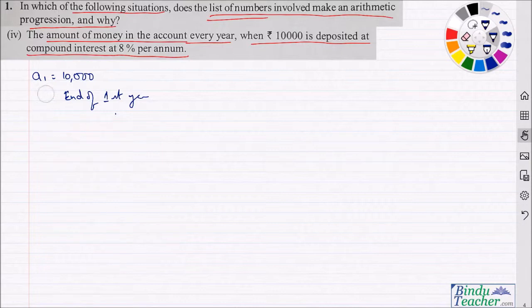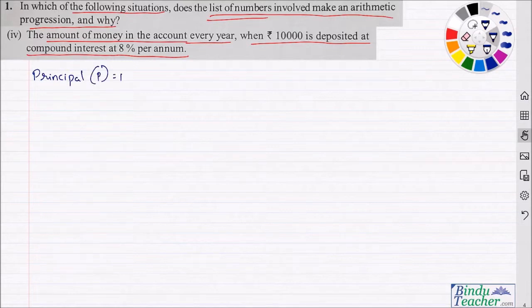So let me quickly erase this and we will see what we understand from the question. So we know that the 10,000 is deposited initially. This 10,000 rupees is called the principal, also denoted by capital P. So the principal is 10,000. So an amount of 10,000 is deposited in the account at the beginning of the year. Now, at the end of the first year, the amount has grown. How much has it grown? It has grown at a rate of 8% per annum of compound interest.